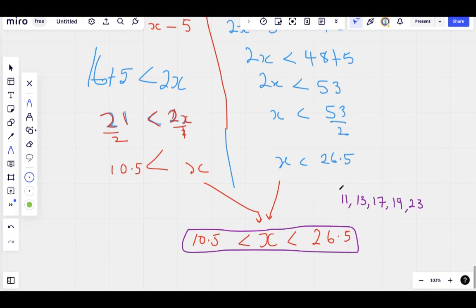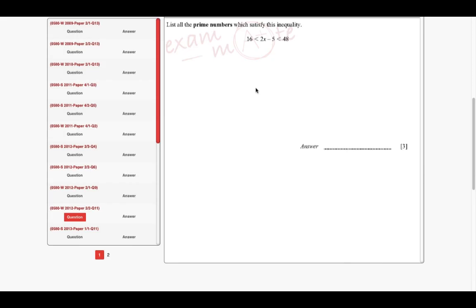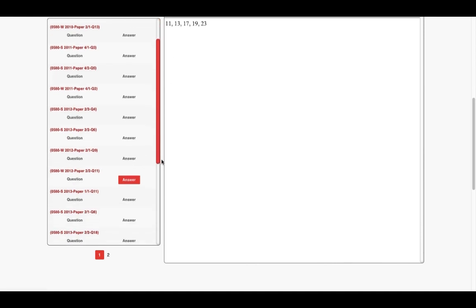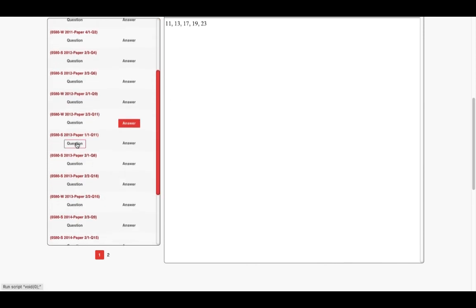So these are the prime numbers: 11, 13, 17, 19, 23. These are the prime numbers for this question after solving this inequality. Is that okay? Can you see them? 11, 13, 17, 19, and 23. These are the prime numbers. Okay?